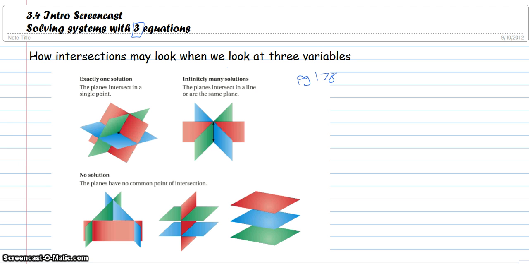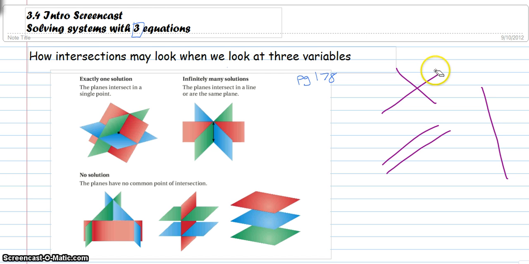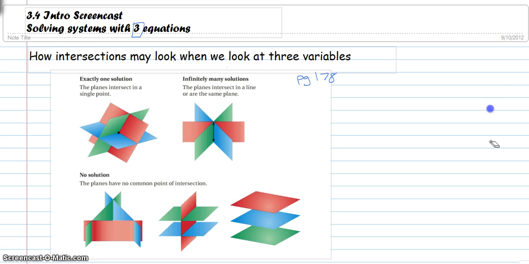So with lines, we know that lines can either intersect at one point, like this, no points, so they're parallel, or they can be intersecting in infinitely many places where they coincide. They are one line. Now, when we are talking about three variables, we're talking about planes.